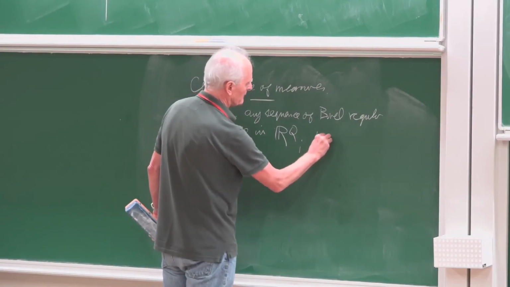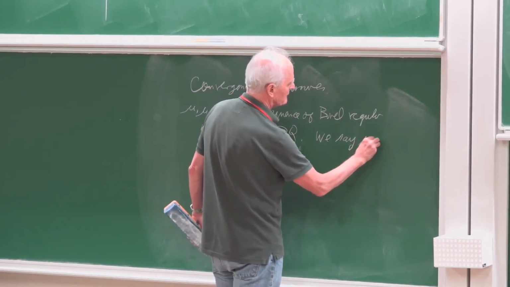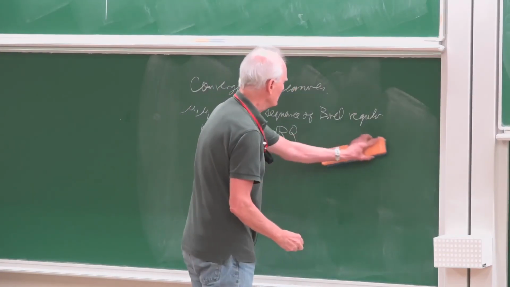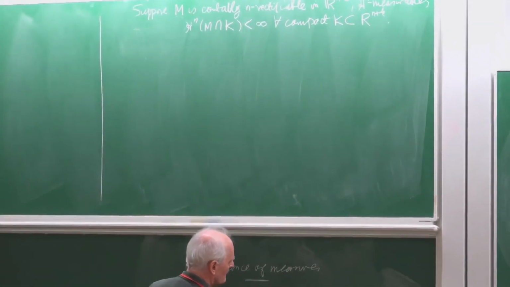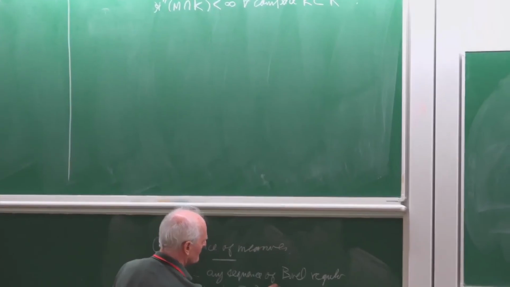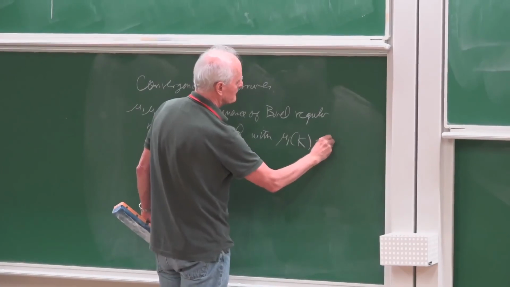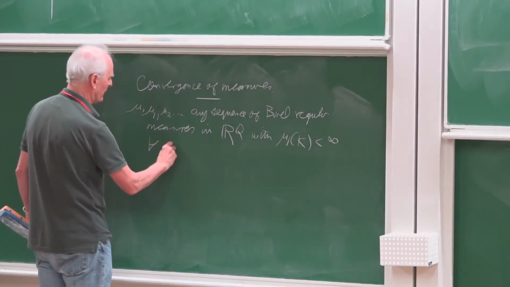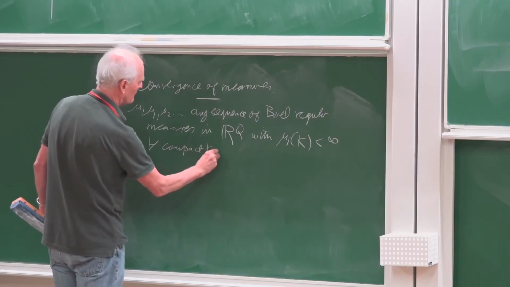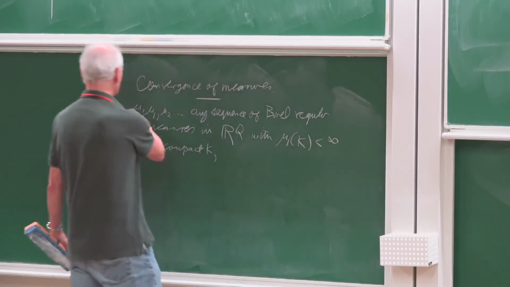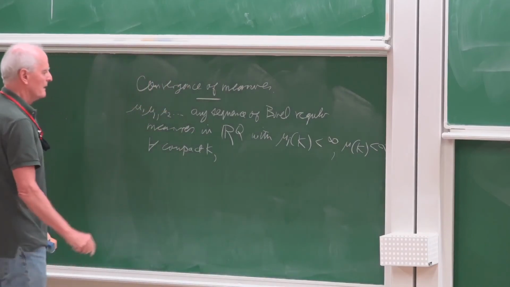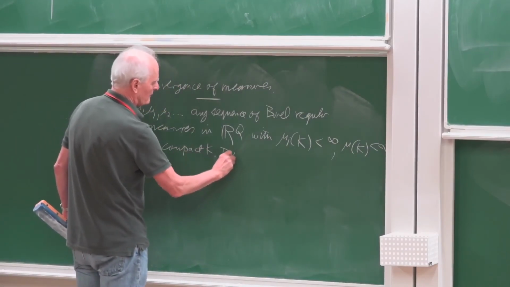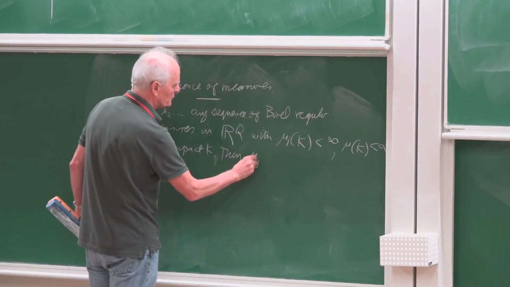So take a sequence and throw in one other one as well, just call it mu. Any sequence of Borel regular measures, and I also want a finiteness condition analogous to that one up there. So mu_j(K) finite for every compact K, and mu(K) also finite for every compact K. Then we say that mu_j converges to mu in the measure theoretic sense.